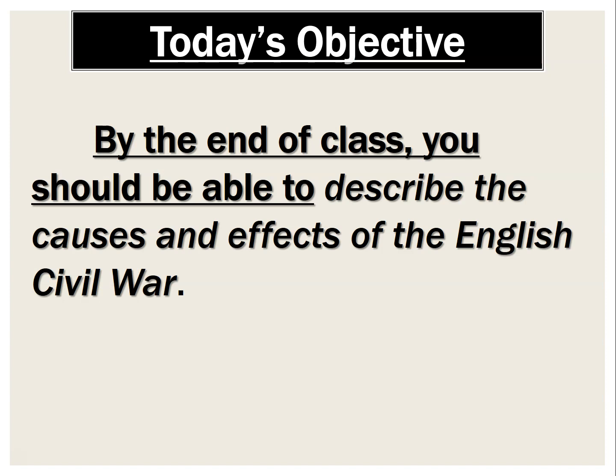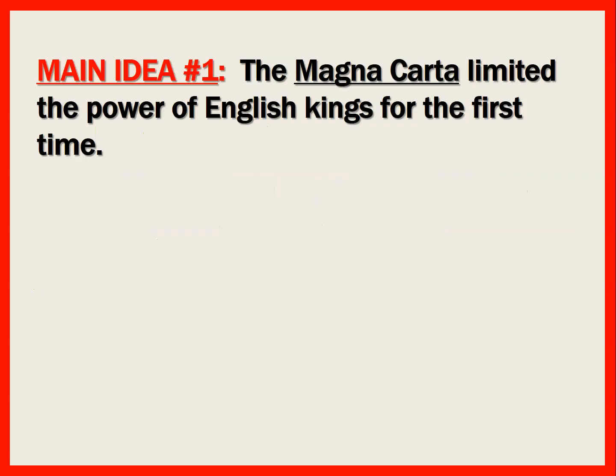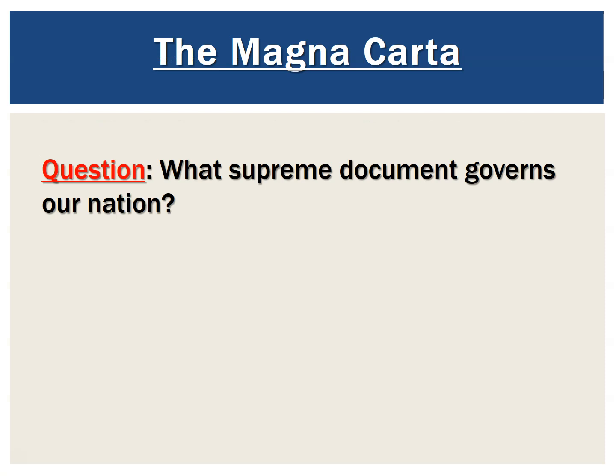Now, our objective for this lesson is that you should be able to describe the causes and effects of the English Civil War. So, causes and effects. And we're going to begin with an event from over 800 years ago. It involves a document called the Magna Carta. So our first main idea says Magna Carta limited the power of English kings for the first time. So let's try to figure out what that did.